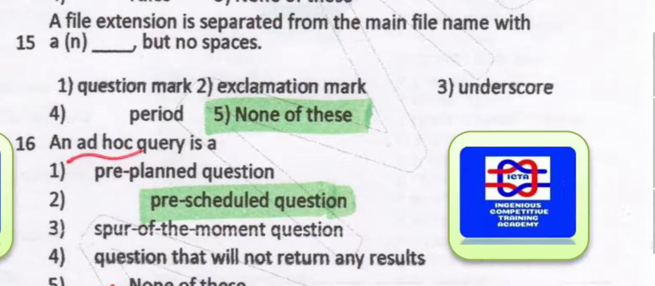A file extension is separated from the main file name with a dot but no space. As you can see, what word can be put over here? A file extension is separated from the main file name with the help of a dot, with no space. So no mark has to be placed among this. I want you to identify that a file extension is separated from the main file name with a dot but no space.